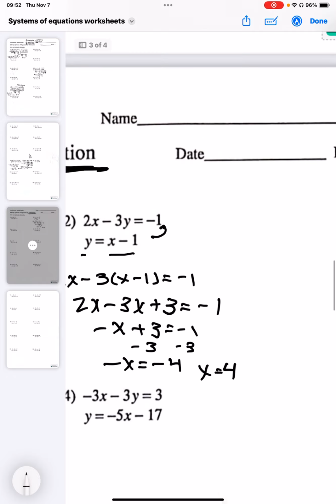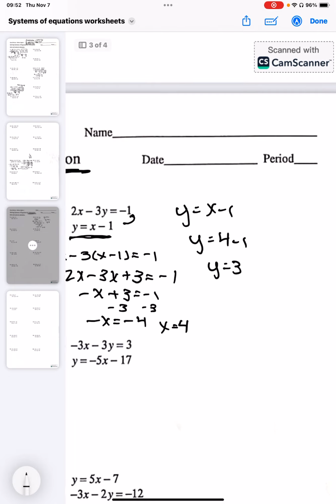So now we have a super simple equation to find y. We have y equals x minus 1. So we can plug our x value back in. We get y equals 4 minus 1. And so we can see that y is equal to 3.